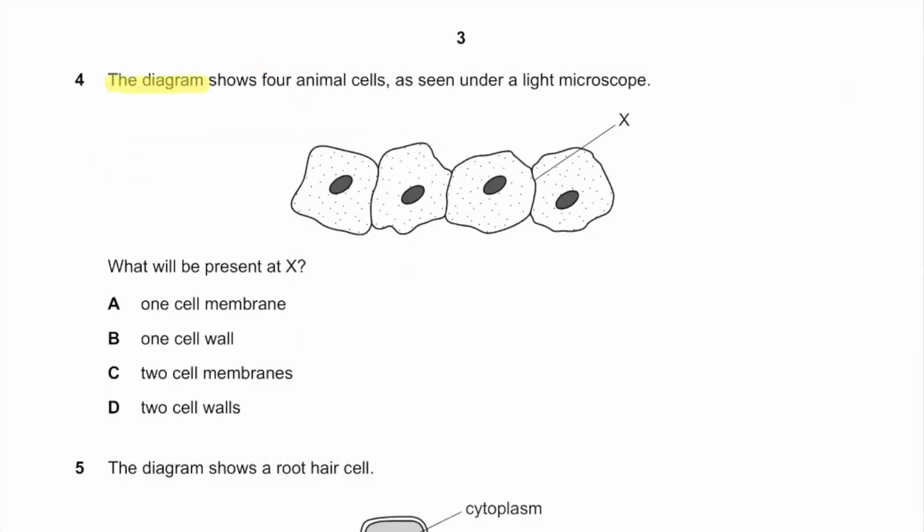4. The diagram shows 4 animal cells as seen under a light microscope. What will be present at X? Guys, at X, 2 cells are touching each other. So definitely there will be 2 cell membranes. So 2 cell membranes. 4C.